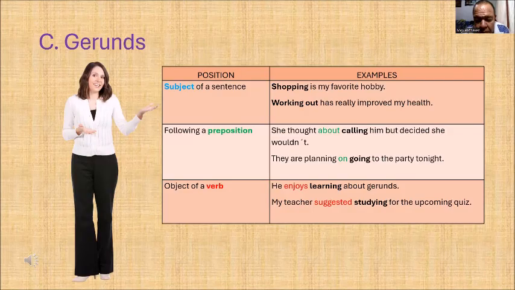Gerunds as an object of a verb. This is the one position where both gerunds and infinitives are commonly used. The choice of which to use depends on the main verb. Some common verbs that are followed by a gerund are advise, avoid, enjoy, finish, practice, quit, and suggest. For example, he enjoys learning about gerunds. My teacher suggested studying for the upcoming quiz.